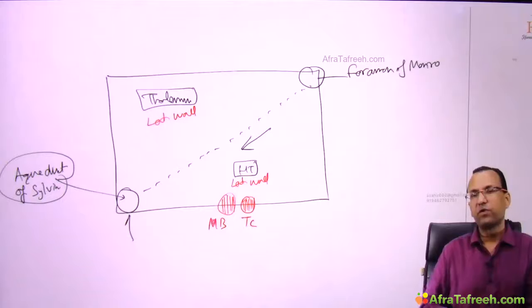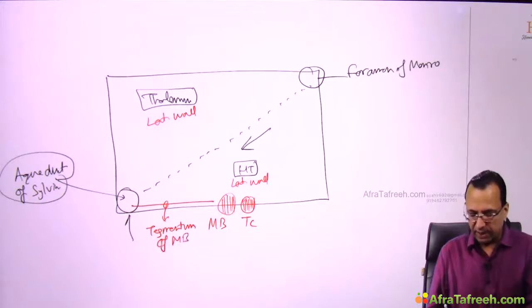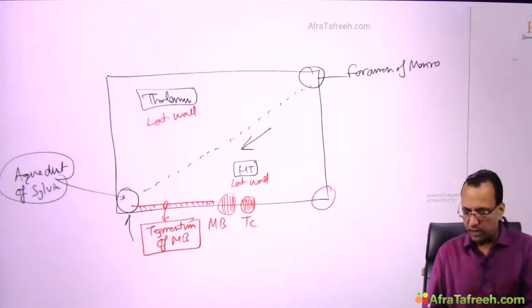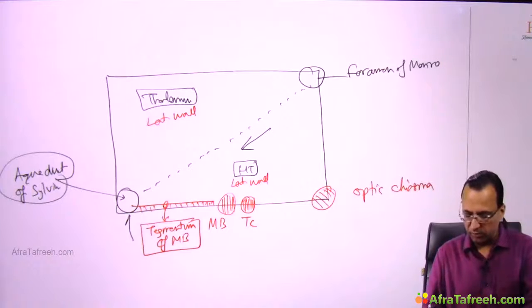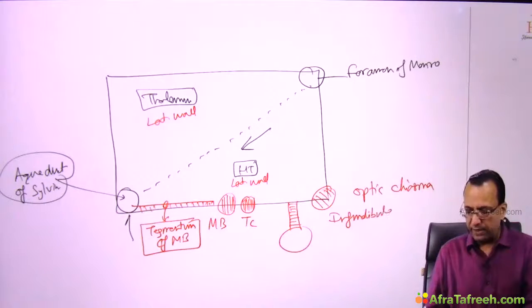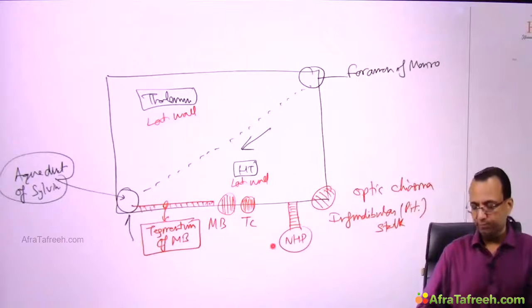What else was in the floor of the third ventricle? This is the tegmentum part of the midbrain. There was some other structure. What are they? Actually, that was the optic chiasma, most anterior. Behind that was the infundibular stalk, which is also called the pituitary stalk. Which pituitary are you talking about? The neurohypophysis, the posterior pituitary, a downward extension of the diencephalon.